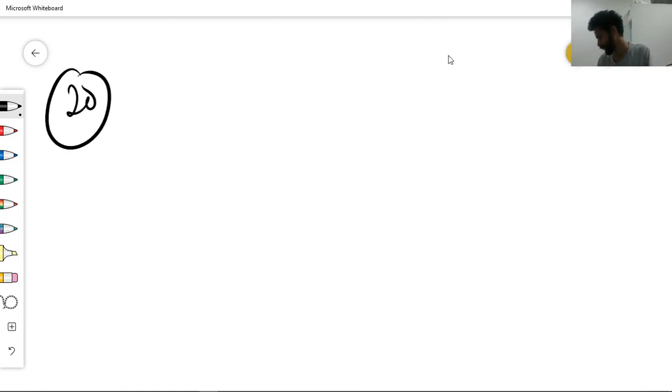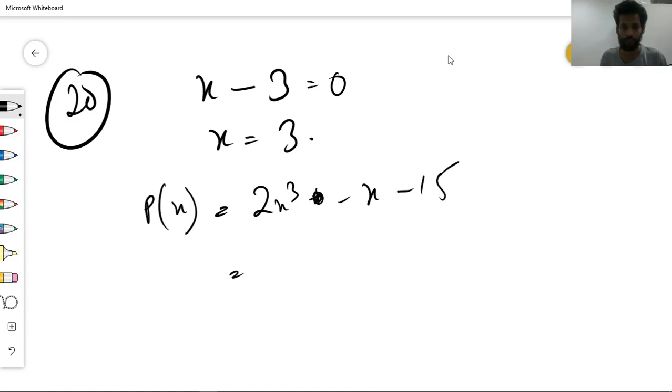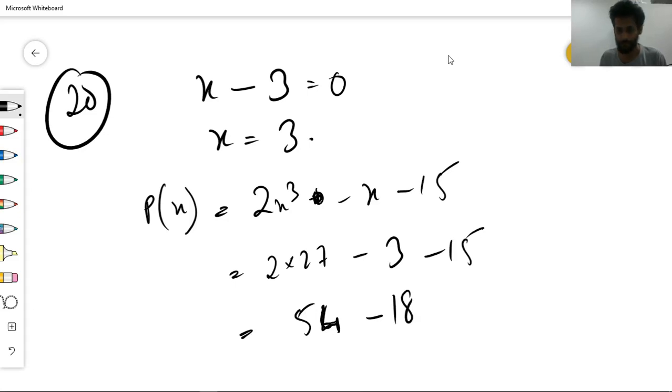The binomial x minus 3 is not a factor of which of the following polynomials? I have already shown you how to find the factors. Here it is given x minus 3, so we will set this as 0, giving x equal to 3. We will put this value in each of the polynomials. First, 2x cube minus x minus 15. Putting 3: 2 into 27 minus 3 minus 15, so 54 minus 18, minus 18 is 0. So this is a factor. We cannot consider this.